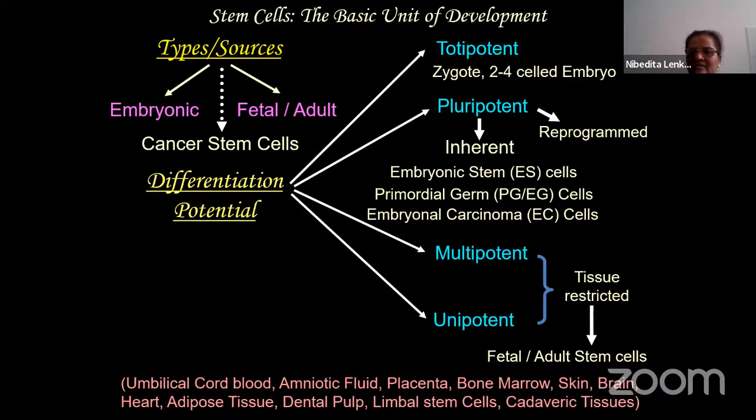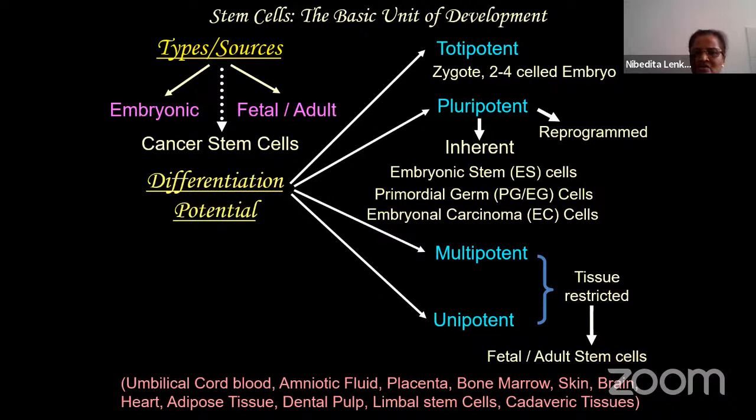There is another one called reprogrammed. You can also reprogram or rewire the system to get pluripotent stem cells like embryonic stem cells. I will discuss that further. And in fact, for this reprogramming, as all of you might know, the Nobel Prize went in 2012 to Dr. Yamanaka and John Gurdon. So under this category, embryonic stem cells are there.